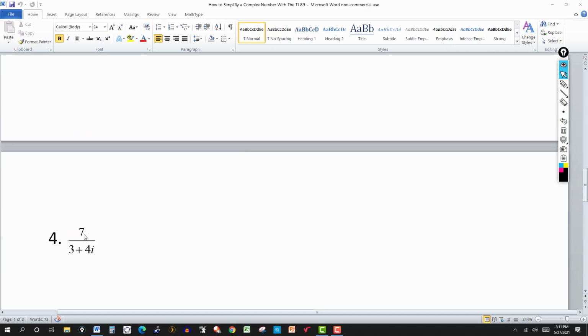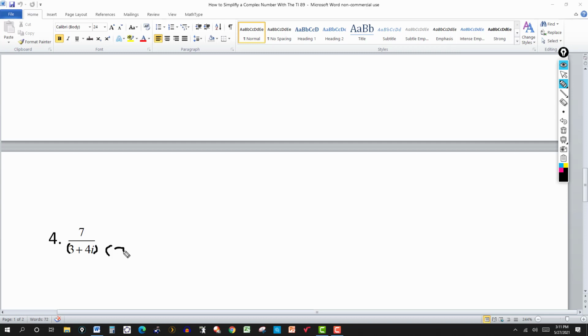Okay, so this one here we have 7 over 3 plus 4i. So the only problem here is we have an i in the denominator. Now this is a little bit different here, because what we want to do is get an i squared, because we know that i squared is -1, and that eliminates the i. So to do that, in this case, we're going to multiply this by what is called the conjugate of that complex number.